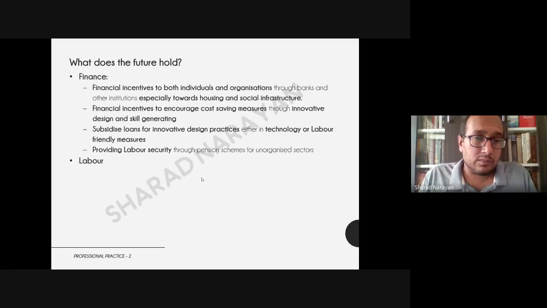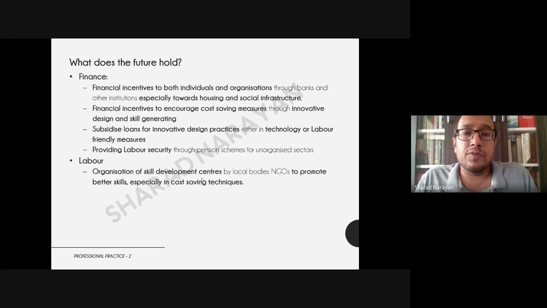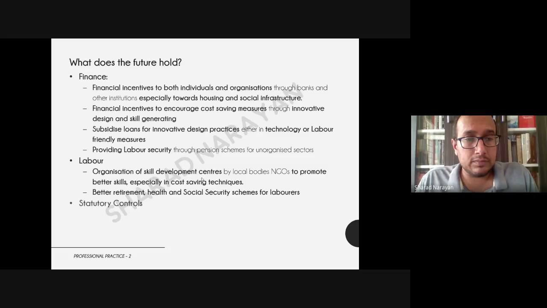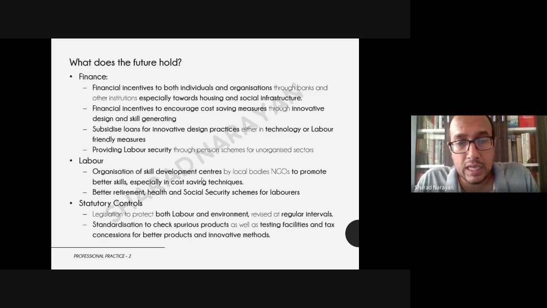In terms of labor, we look at the organization of skill development centers by local bodies and NGOs to promote better skills, especially in cost saving techniques. Better retirement, health, and social security schemes for laborers. Creating statutory controls, legislation to protect both labor and environment, revised at regular intervals, and standardization to check the influx of spurious products, as well as testing facilities and tax concessions for better products and innovative methods.